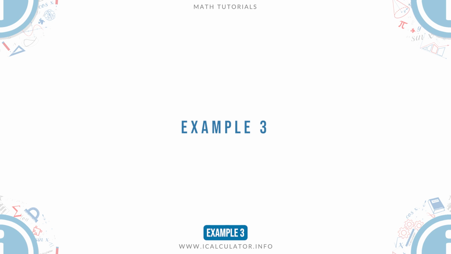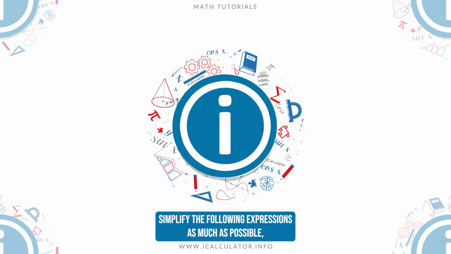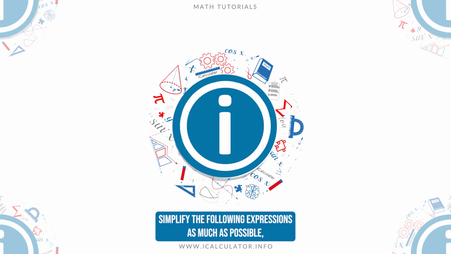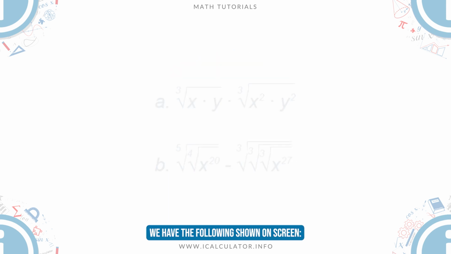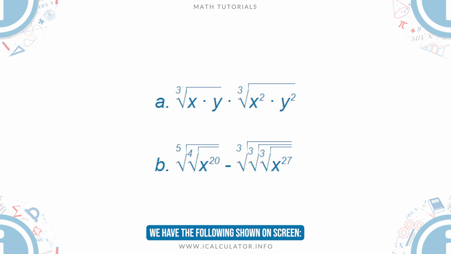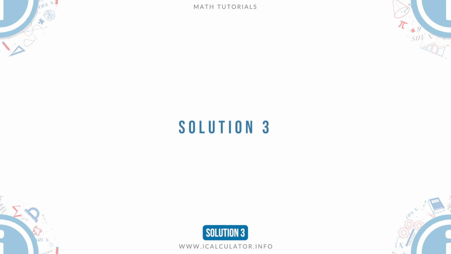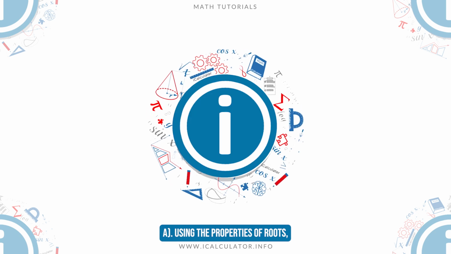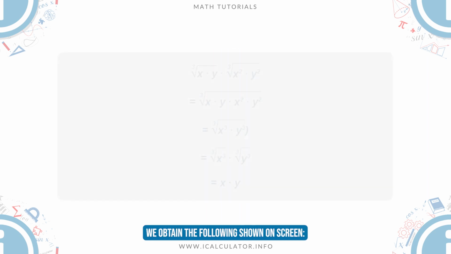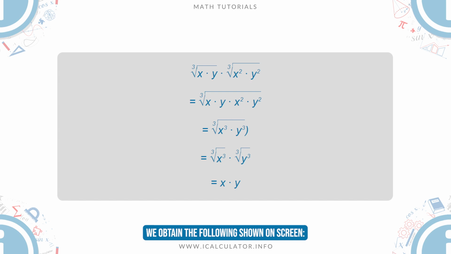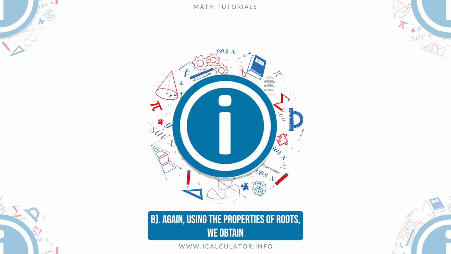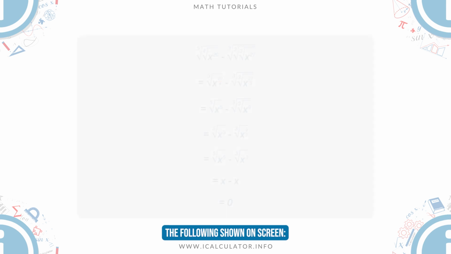Example 3. Simplify the following expressions as much as possible. We have the following shown on screen. Solution 3. A. Using the properties of roots, we obtain the following shown on screen. B. Again, using the properties of roots, we obtain the following shown on screen.